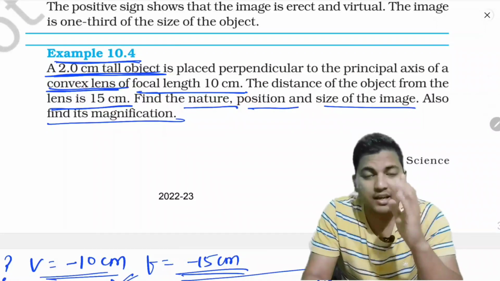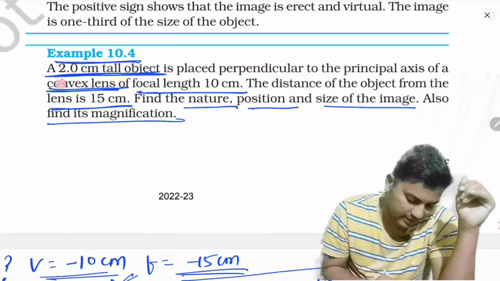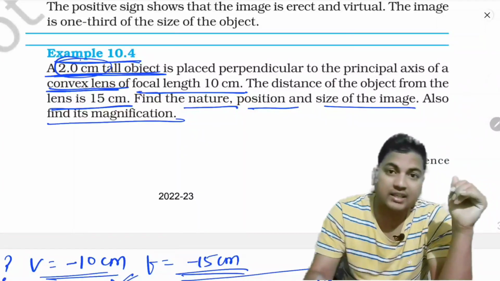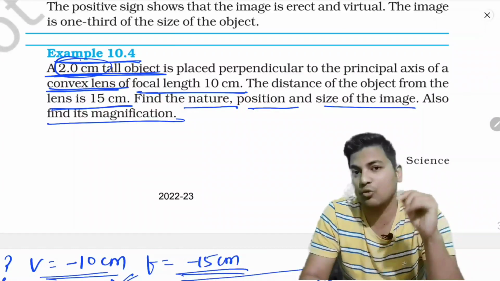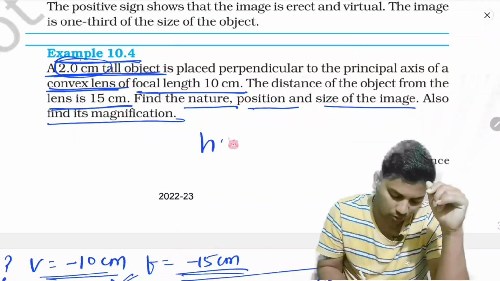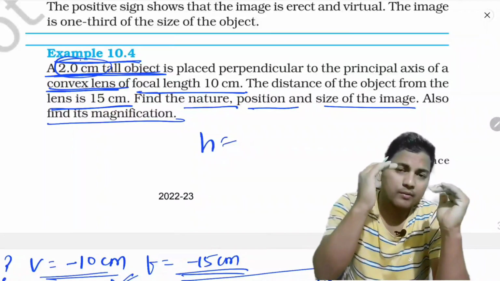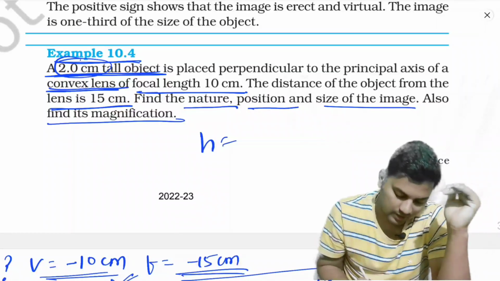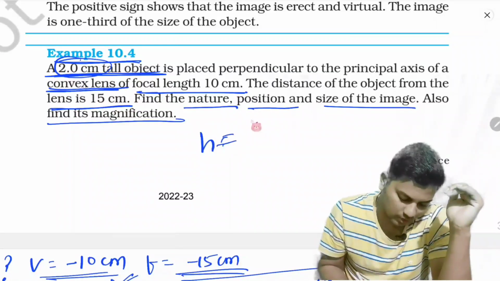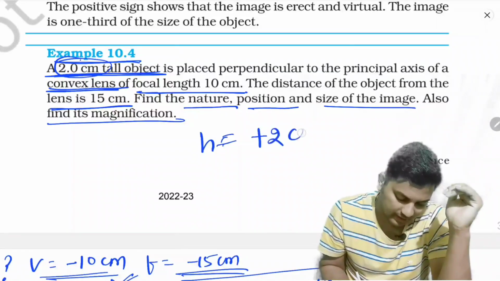So this is a convex lens system, and here it is given that a 2 cm tall object, that means the height of the object is given as 2 cm. So h is equal to plus or minus. We will always take plus because it is above the x-axis. That's why h is equal to plus 2 cm.